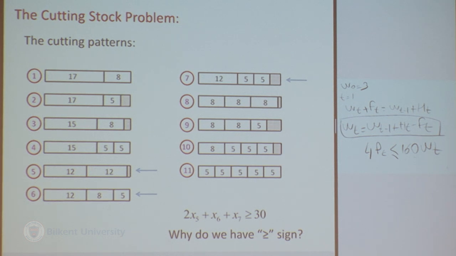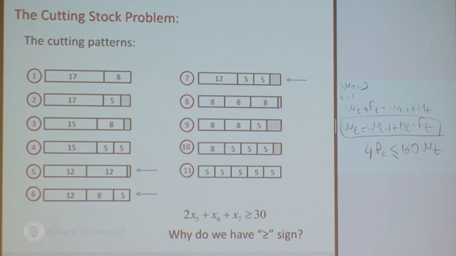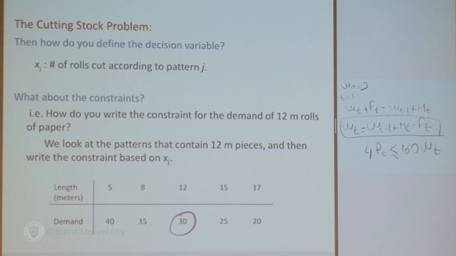You look at your patterns. For each pattern 5 you're cutting, you're getting 2 outputs of 12. So 2 times x5 plus x6 plus x7. For each pattern 6, you're getting 1. Each pattern 7, you're getting another 1. Their sum should be at least 30 because I require 30 of the 12 meter paper. Is this clear?